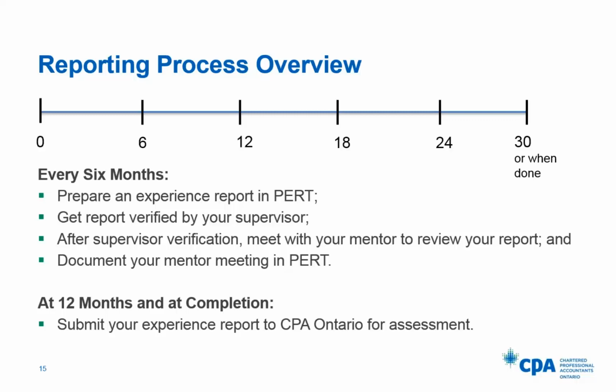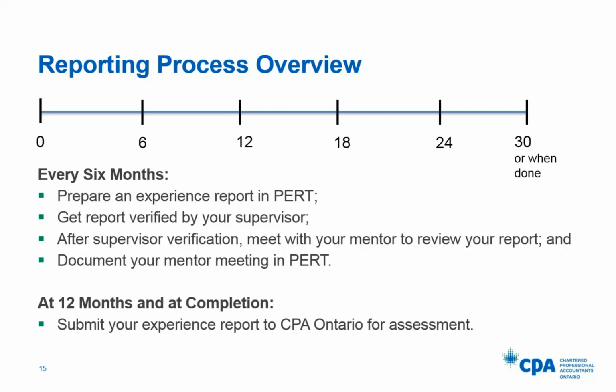But in addition to that, at the 12-month mark, or when you think you're all done, or even when you have to change your job, so you've moved on to a different job or you got promoted, we also need you to then submit that experience report to CPA Ontario so that we can actually review and approve that experience and recognize it for you. Okay, so we need you to do everything you do every 6 months, but in addition to that, at the 12-month mark, or when you're all done, you need to submit that experience report to CPA Ontario as well, or when you have a change of job.